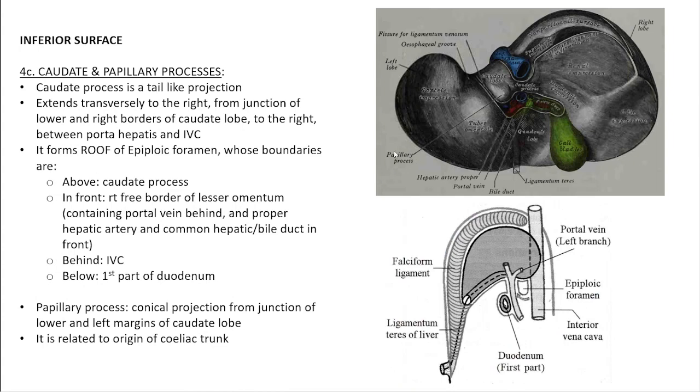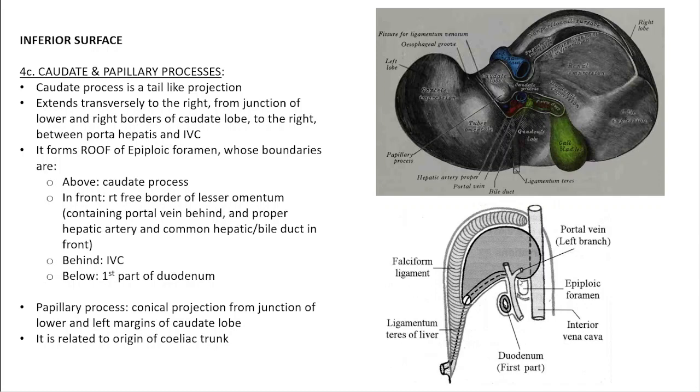Okay. Then next we come to the caudate and papillary processes. I've already told you about the caudate process. It is called caudate because it is a tail-like projection, extending transversely to the right from the junction of the lower and the right margins of the caudate lobe, and to the right between the porta hepatis and the groove for the IVC. It forms the roof of the epiploic foramen somewhere here.